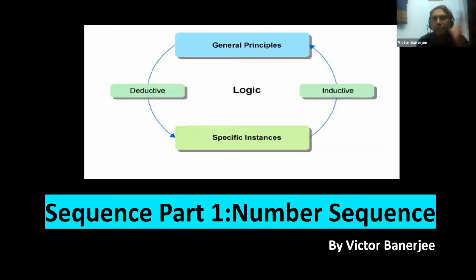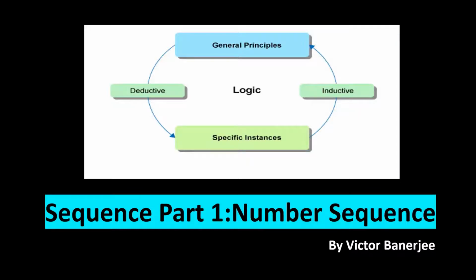In inductive, some instances are given, and from there you conclude the general principle. For example, I visit the US, the UK, Canada, some West Asian country, and I find that the sun rises in the east everywhere. So my general principle would be the sun rises in the east. Both of you, is it clear what the difference is between deductive and inductive? Yes, sir.